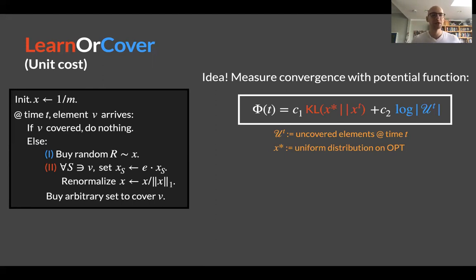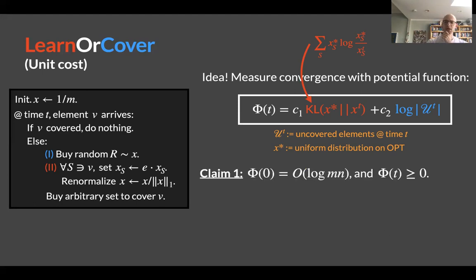Basically, it's like some weighted combination of the KL divergence between the optimal solution, X star, and XT. We're imagining that X star is really scaled down so that it's a distribution, like 1 over K on the support of opt. And XT is the solution that our algorithm is maintaining at time t. Plus, the second term in this potential is log of the size of UT, where UT is the uncovered elements at time t. Just to remind you, this is the formal definition of the KL divergence.